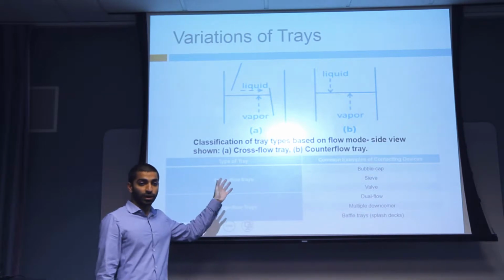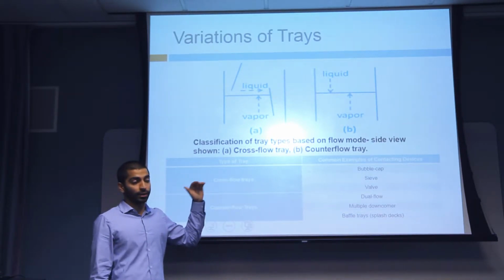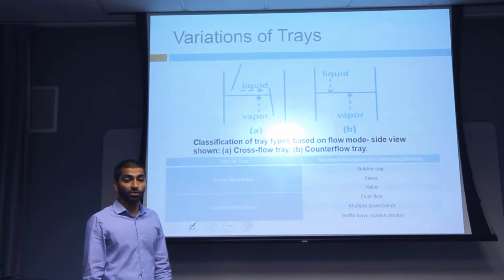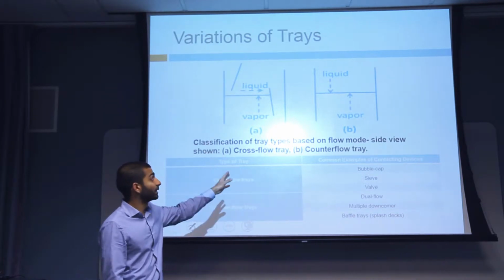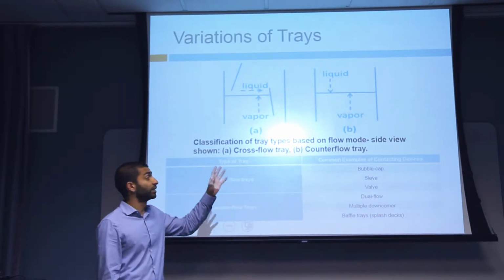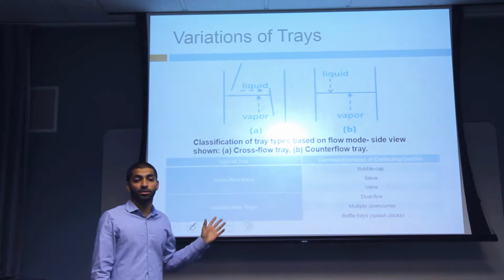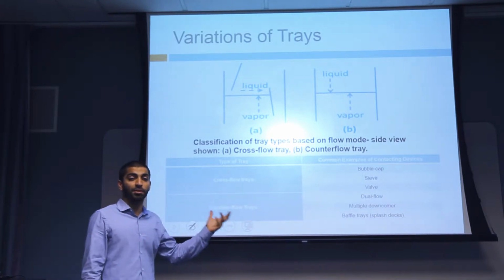In the crossflow tray, the liquid and vapor are flowing in perpendicular directions. That means the liquid is flowing sideways and the vapor is flowing downwards. In the counterflow trays, the liquid and vapor are flowing in the exact opposite direction to each other, and they're flowing through the same perforations.